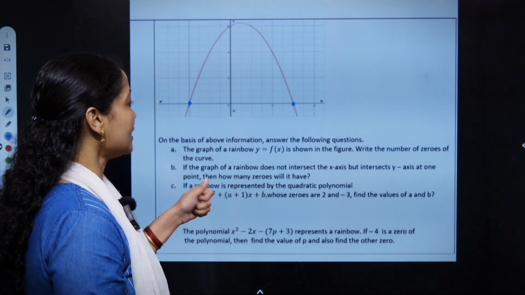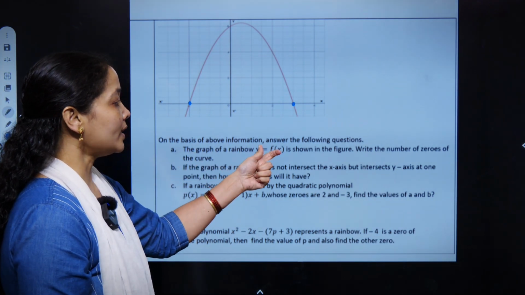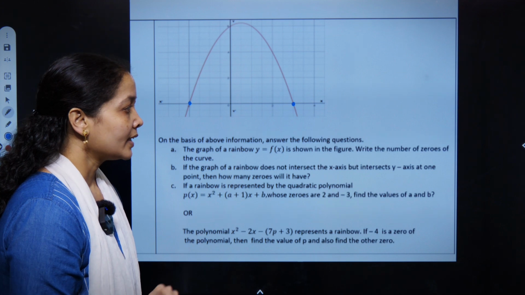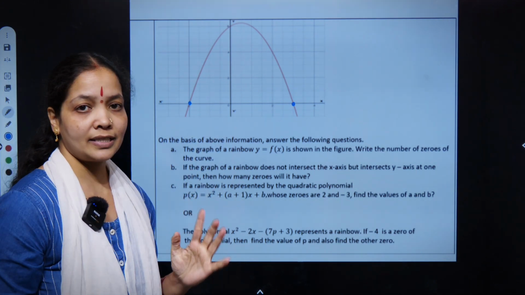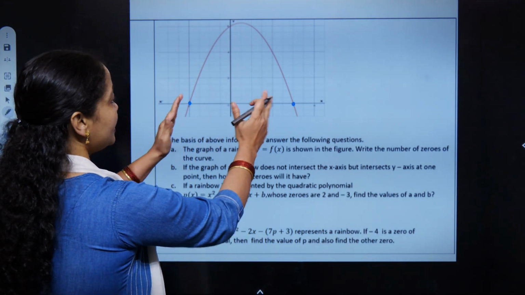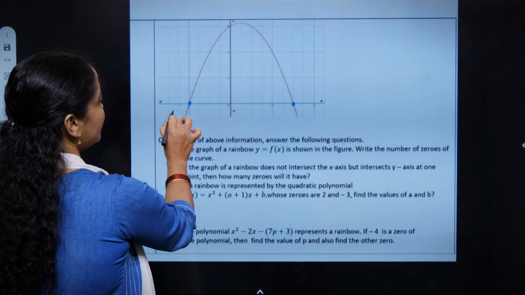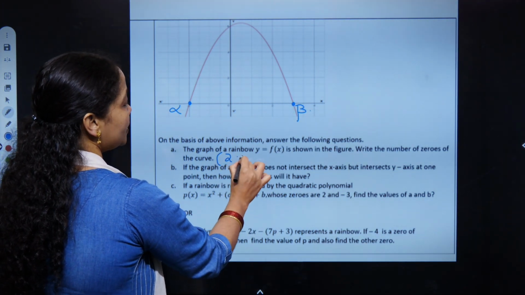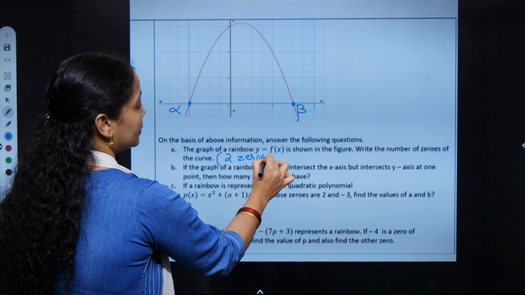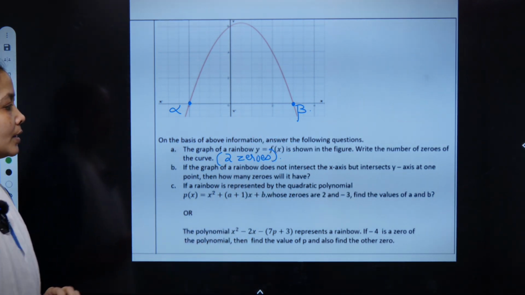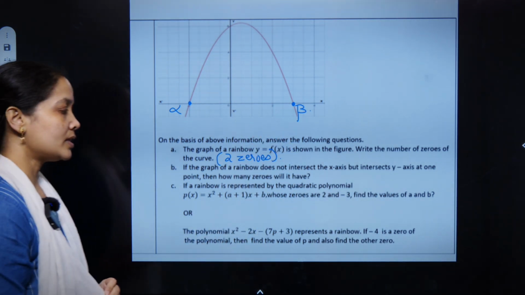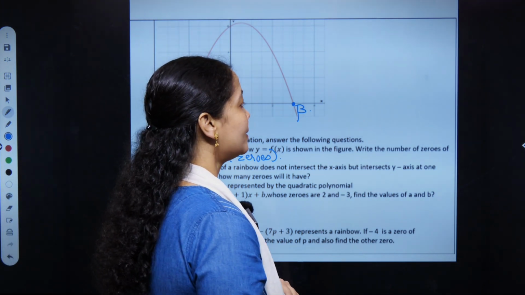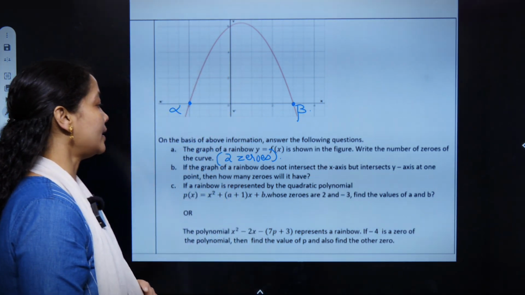What is the first question asking me? The graph of a rainbow y is equal to f(x) is shown. Write the number of zeros of the curve. I just now told you the graph is touching the x-axis at two different positions. This will be my alpha, this will be my beta. Therefore, two zeros are there for this polynomial. Two zeros.